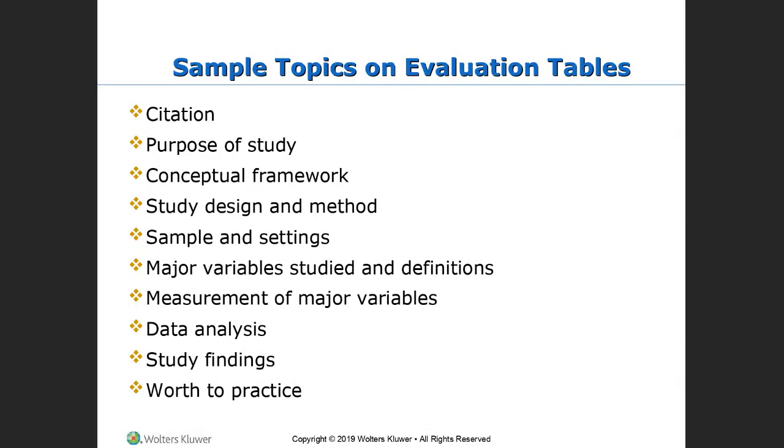These are some of the sample topics that evaluation tools can have. You want to put the citation, that way, again, if you need it, you have it immediately. What was the purpose of the study, the conceptual framework, what was the study design and the method, what were the sampling and the methods, what were the major variables studied and what were the definitions, how were the major variables studied, data analysis and the study's findings, and it's worth the practice. Again, these are all basic information, but just think if you were writing a huge paper and you were looking at like 25 studies, this would help you pull all that information together. So it's just a good way to organize data.